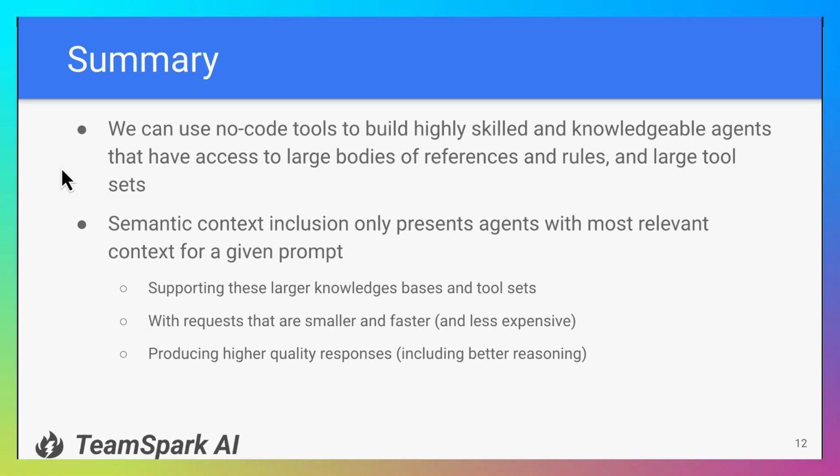And then the second one is that semantic inclusion only presents the agents with the most relevant context. So why is that important? First of all, it means you don't have to be selective. You can just load up these larger knowledge bases and tool sets with all the information and all the tools you might possibly ever need. And the agent's going to be smart enough to figure out how to use the correct ones without overloading the context windows and producing a cognitive burden for the models. The requests are smaller, faster, and less expensive, and they produce higher quality results, including better reasoning, because they're way more focused and the model's able to do its job.